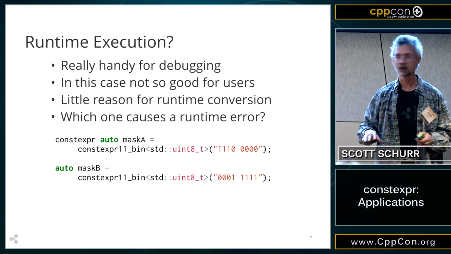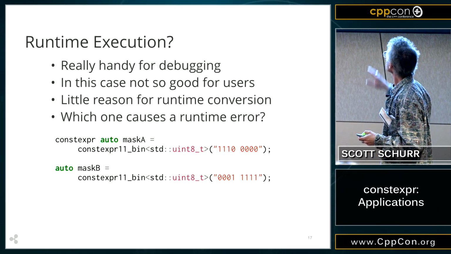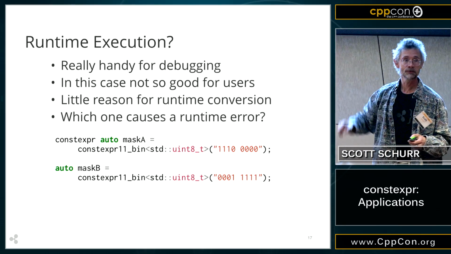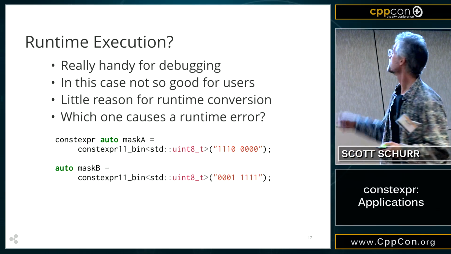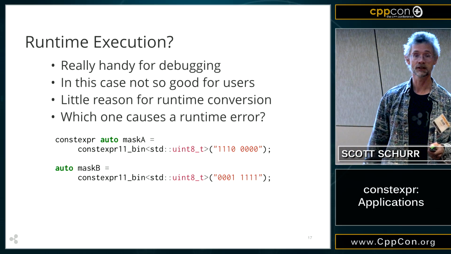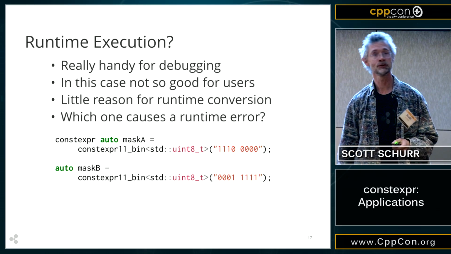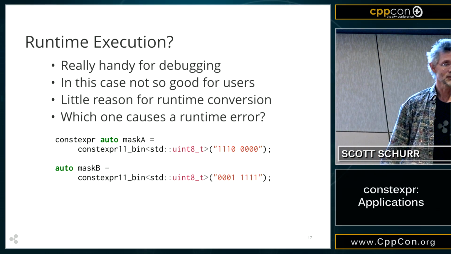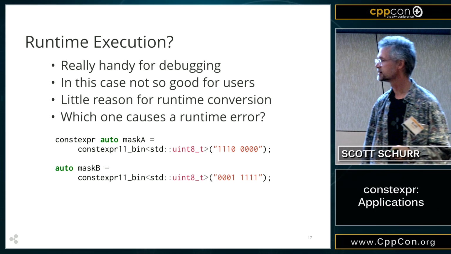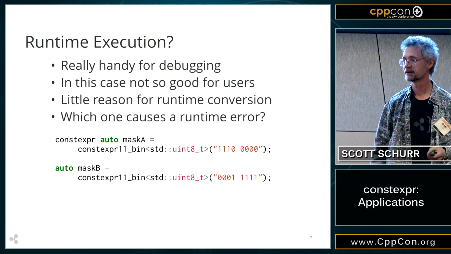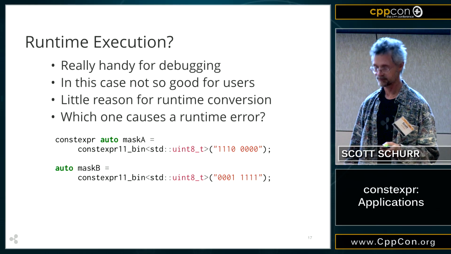I won't go into debugging. So we've got two different cases where we're determining a binary literal, and they both have errors, and one of them is going to lead to a runtime error, and the other one you will catch at compile time. So which one's which? Any guesses? Yeah. The first one is compile time, and the second one is runtime.